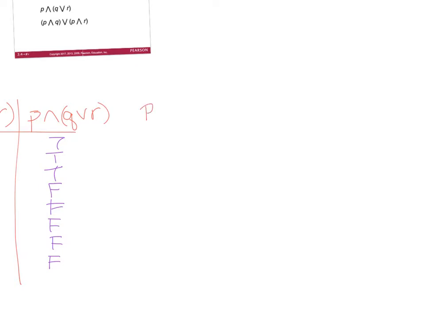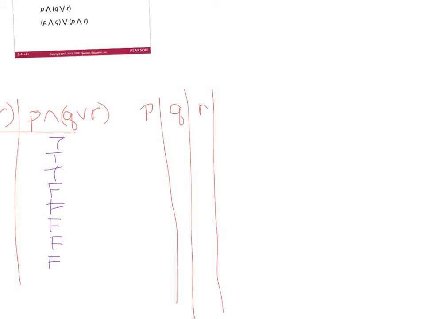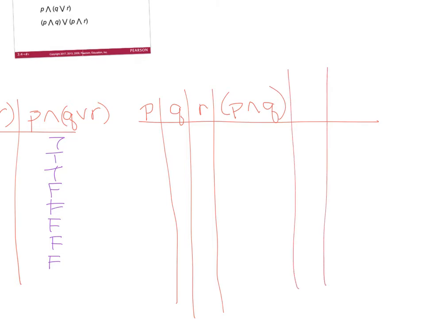Now, the second statement also uses P, Q, and R. The left-hand side asks us to find P and Q. The right-hand side asks us to find P and R. And then for the final version, we need to do the disjunction of those. So we'll need to take P and Q or P and R. So if we start our truth table, we can begin it the same way.